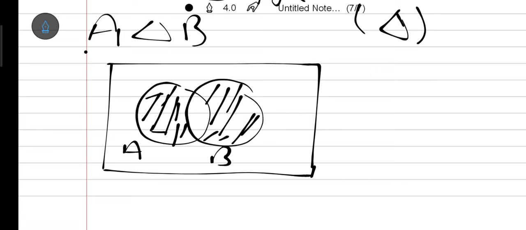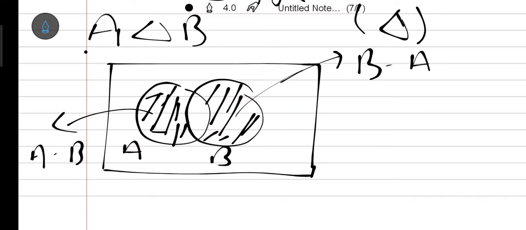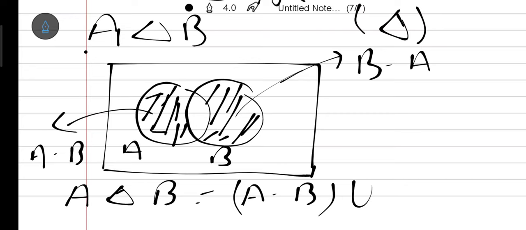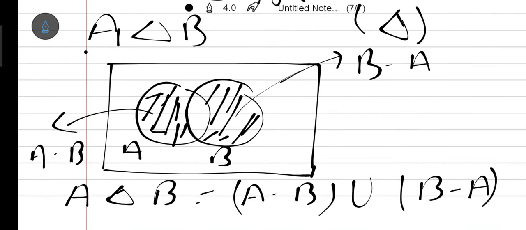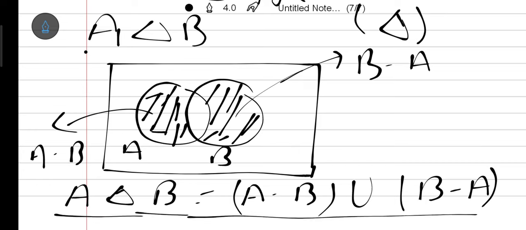So this is what symmetric difference means. See, this is the area which is A minus B. This is the portion which is B minus A. So A symmetric difference B is equal to A minus B union B minus A. This is what symmetric difference means.